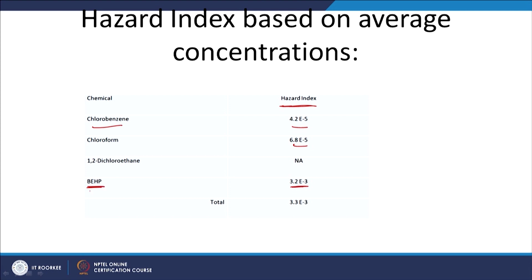Looks like there is a greater risk from BEHP compared to chlorobenzene and chloroform, and the total hazard index, or hazard quotient, for soil ingestion is 3.3 times 10 power minus 3, and that is less than 1. Again, 1 is the threshold we are looking at, which is the acceptable value. But similar to the lifetime cancer risk, we need to consider the fact that we are only looking at the soil pathway. So, this helps you understand the relevant aspects.